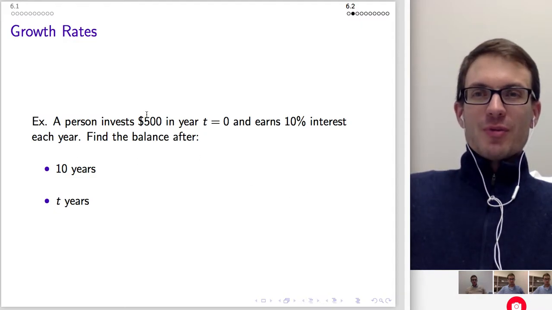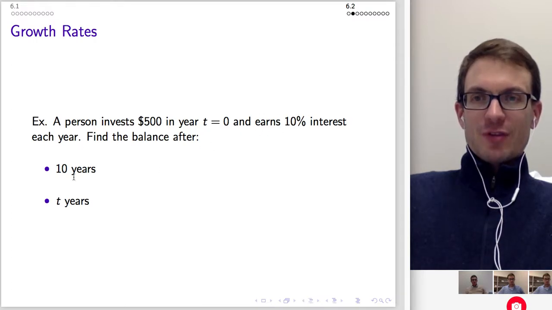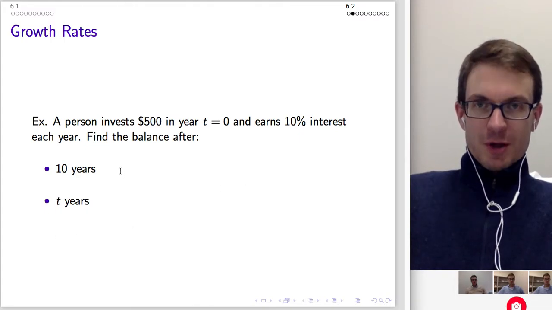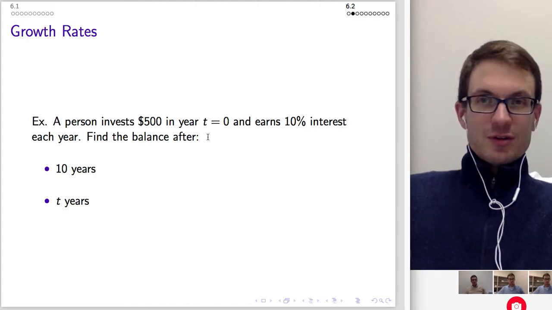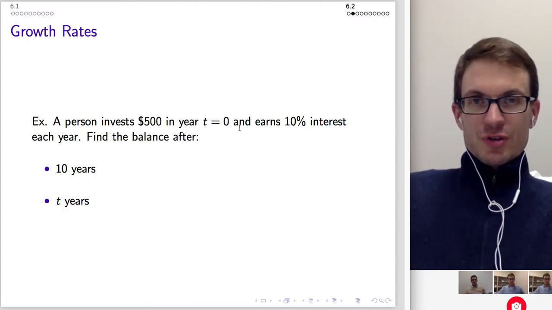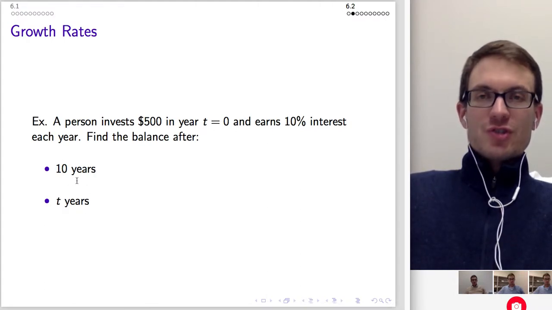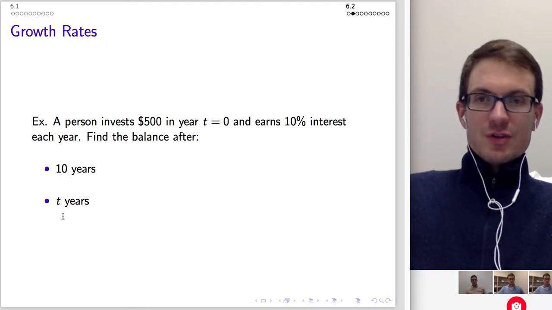So here's an example. A person invests $500 in year t equals 0, and earns 10% interest. Find the balance after 10 years and after t years. So stop the video and go ahead and work on this. Probably what you're going to want to do is start from the first period. Start when t is 0, then t is 1, t is 2. Pretty soon you'll see the pattern. You'll be able to use that pattern to generate your result for 10 years and then for t years.